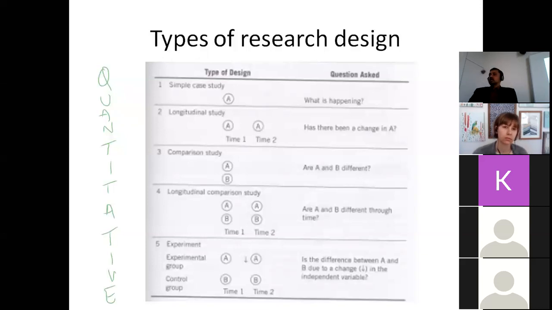A comparison study is, let's compare the median income of families in all cities in Canada with a population of greater than 100,000. That would be a comparison study. Then there's a combination of the comparison study and the longitudinal study. It's called the longitudinal comparison study. So you might be interested in finding out what the median income of a family is in cities over 100,000 people starting in 1980. So now you're tracking the change in median income for families over a 40-year period.